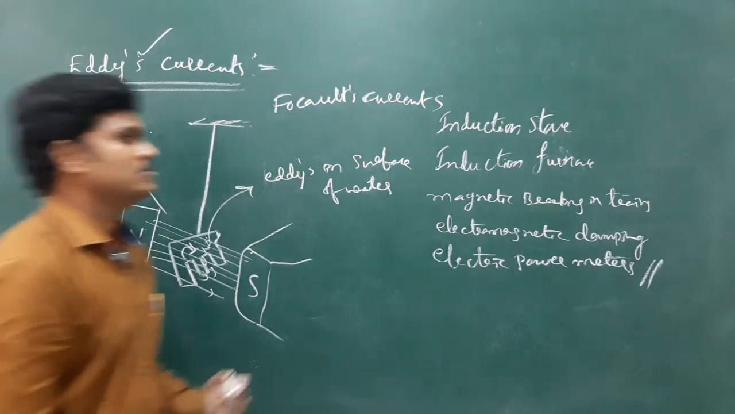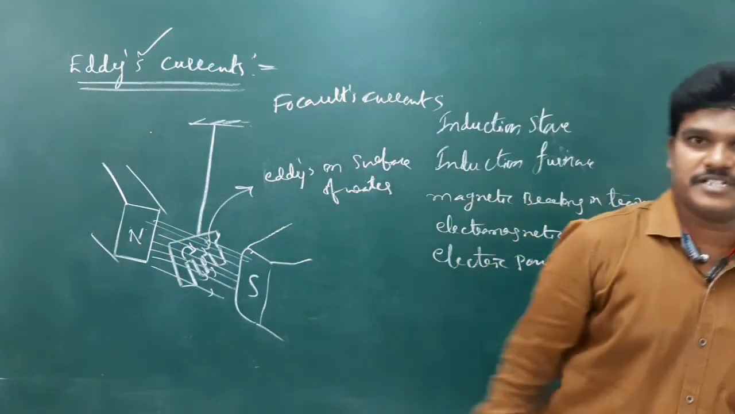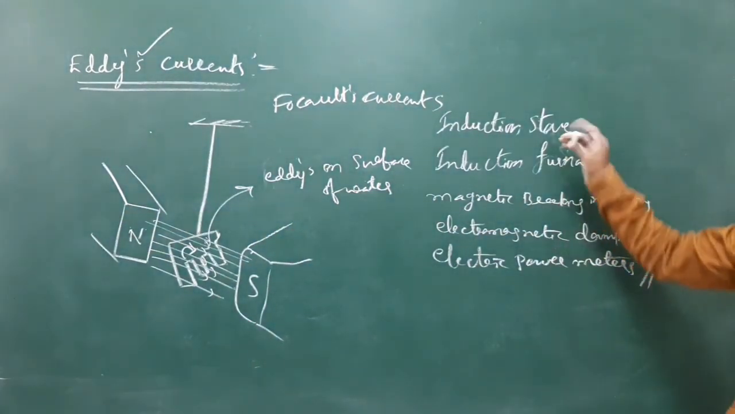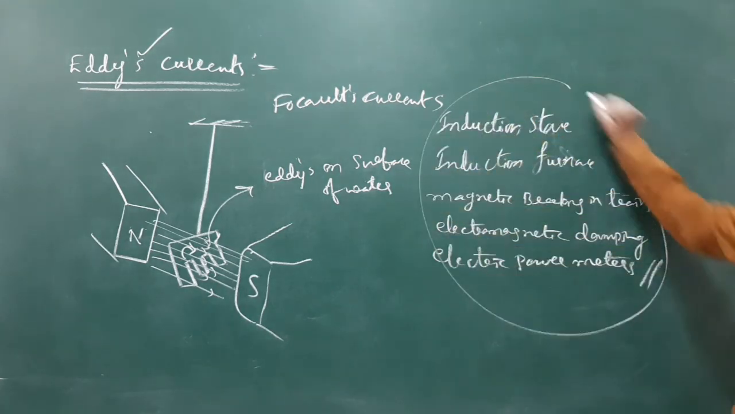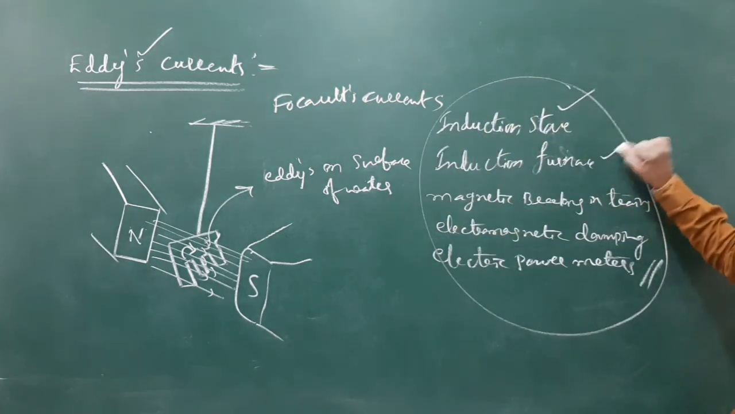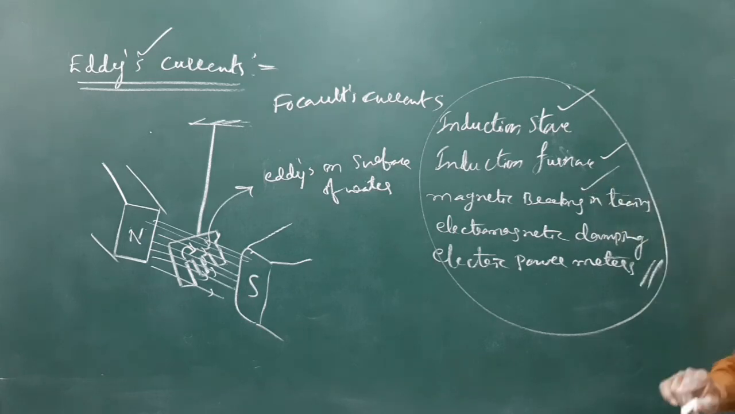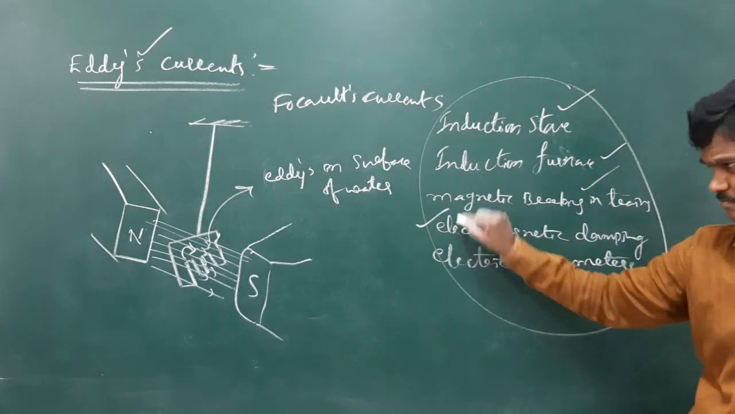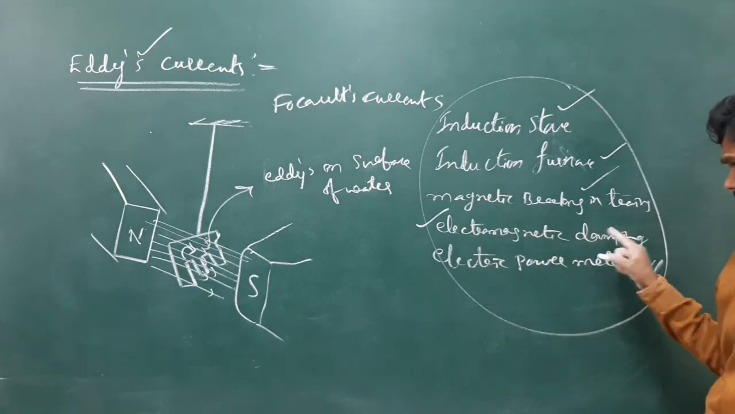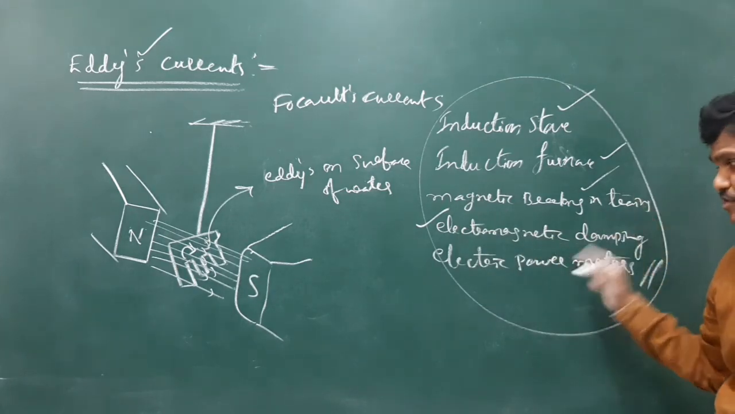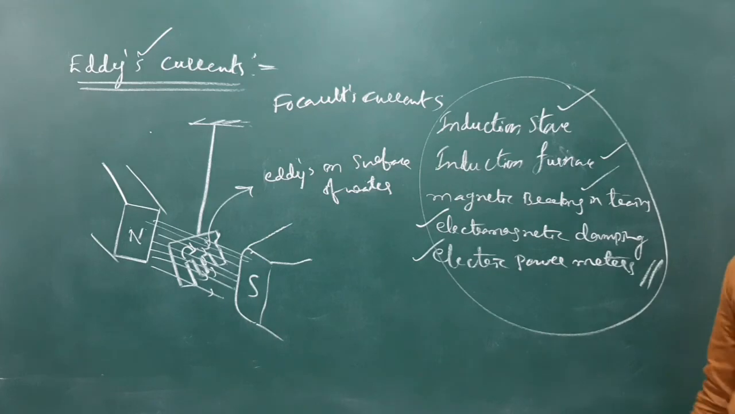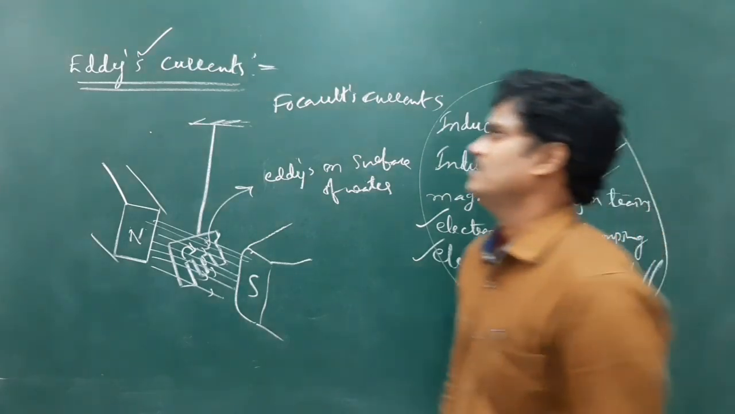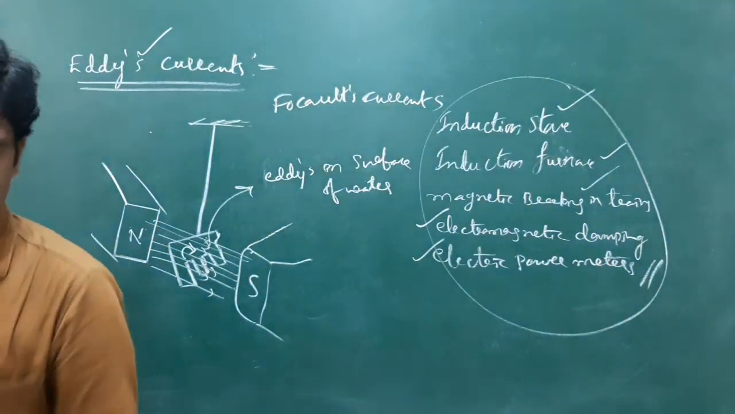Try to read from NCERT. So these are some applications of eddy currents: induction stove, induction furnace, magnetic braking in trains, and electromagnetic damping, which means stopping the motion; damping is nothing but decreasing amplitudes. And electric power meters. Okay, see this.